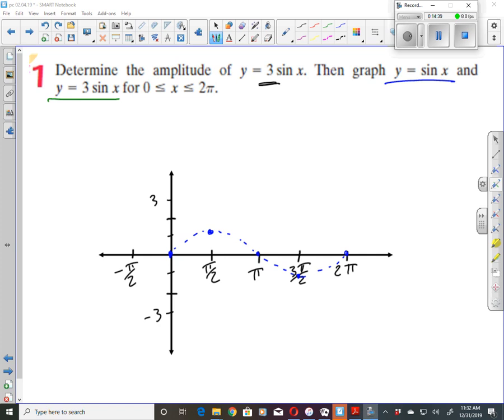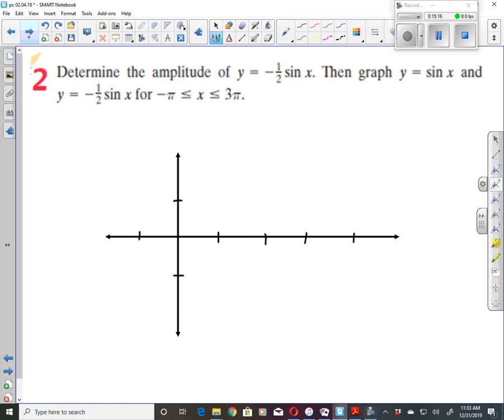And what's happening is our y values are getting multiplied by 3. So 0 times 3 is still 0. 1 times 3 is now 3. 0. Negative 3. And 0. And literally that's all there is to it. This is a nice smooth curve as best we can. These are not straight lines. And there's our comparison between y equals sine of x and y equals 3 sine of x.